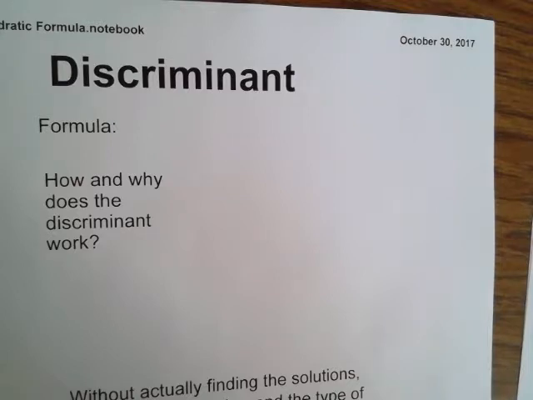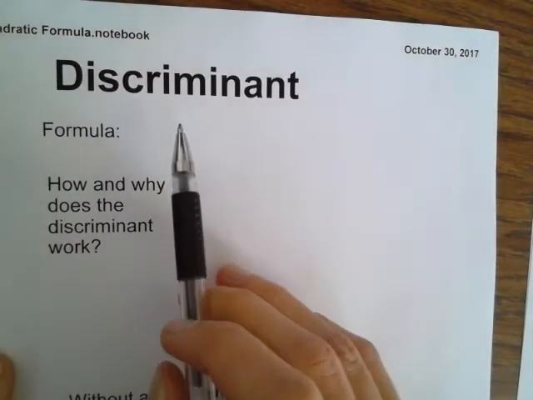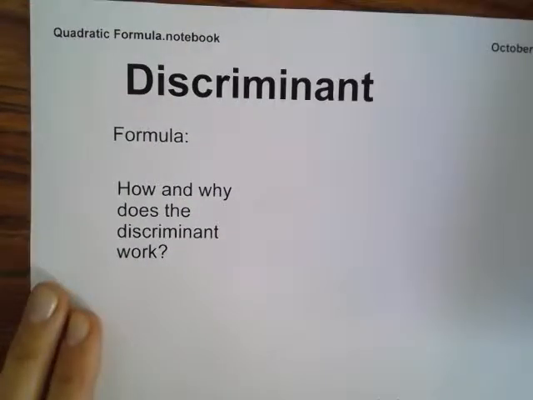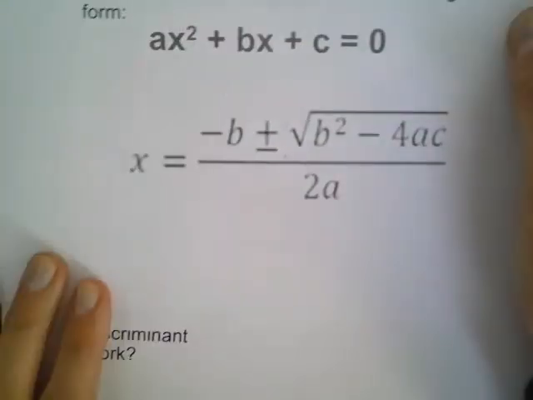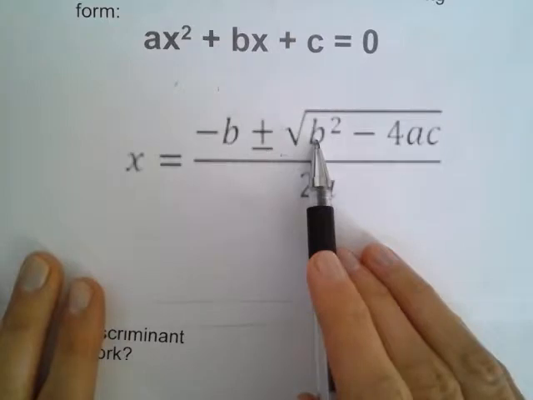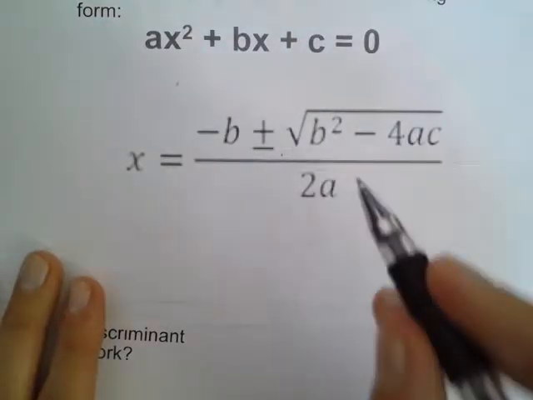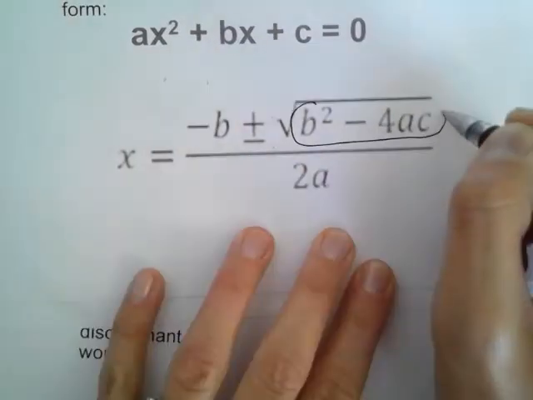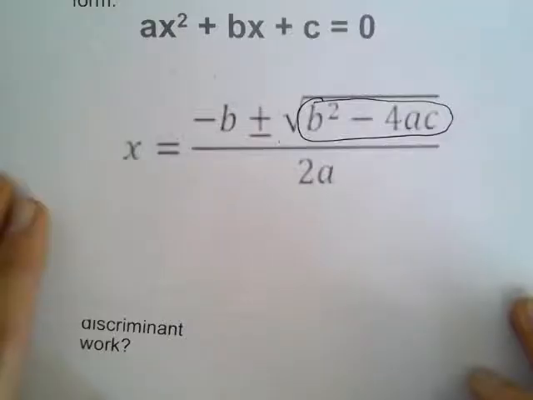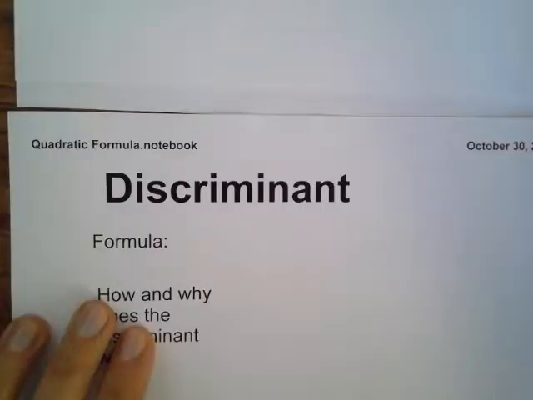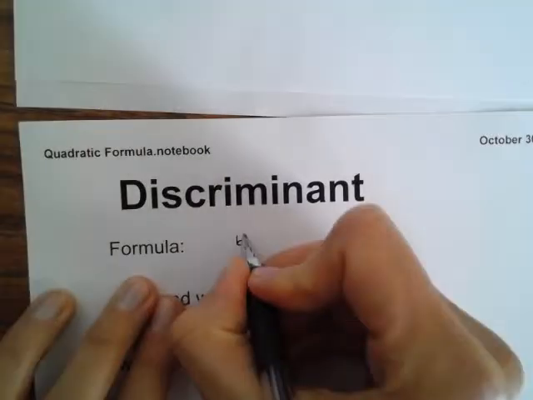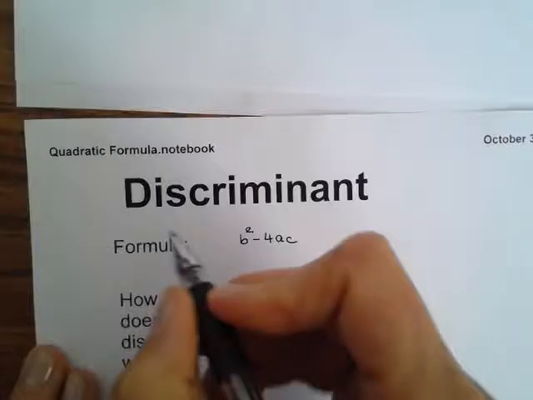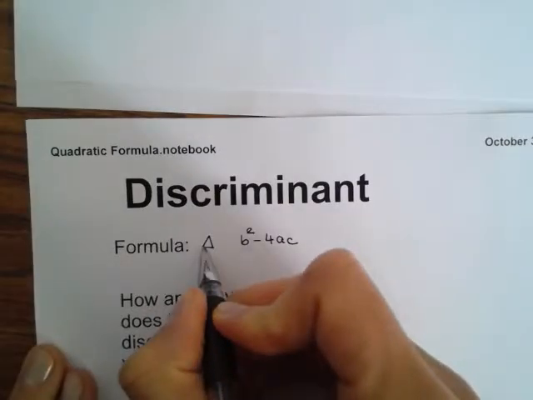One particular part of the quadratic formula is called the discriminant. If you remember the quadratic formula, negative b plus or minus the square root of b squared minus 4ac all over 2a, this particular expression that is under the square root is what we call the discriminant. So the formula for the discriminant is b squared minus 4ac, and the notation we use for the discriminant is the Greek letter delta. So delta equals b squared minus 4ac.